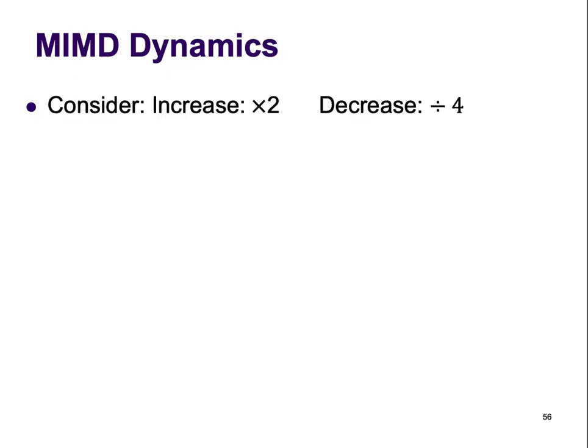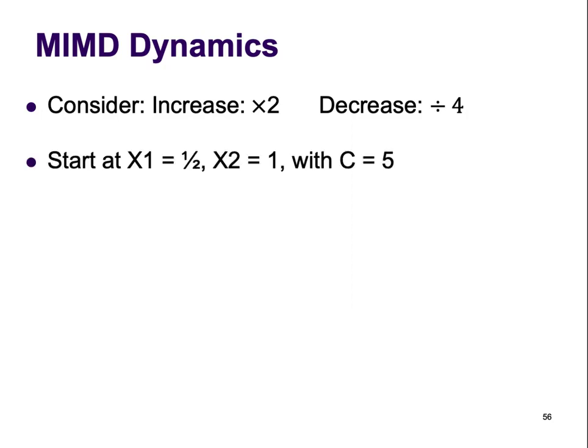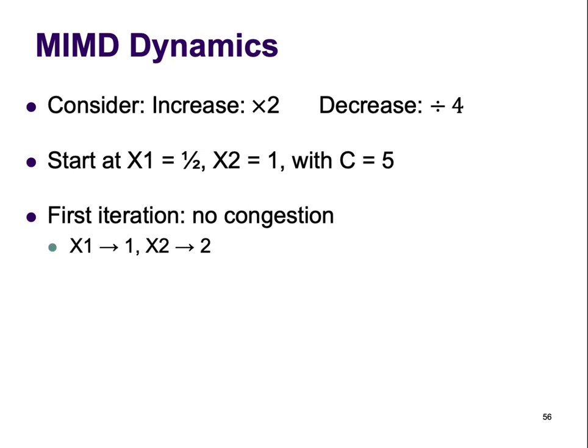If we do the same kind of example with MIMD, and I'm going to do it fairly fast, but stop me if you have any questions. Right? If we said now MIMD, I'm going to increase, let's say in this example, 2x, and I'm going to decrease by dividing by, let's say, 4. And if I start with a rate where x1 is half and x2 is 1, and my capacity is 5, and let's walk through that again. So in the first iteration, no congestion, right? 1.5 is way less than 5.